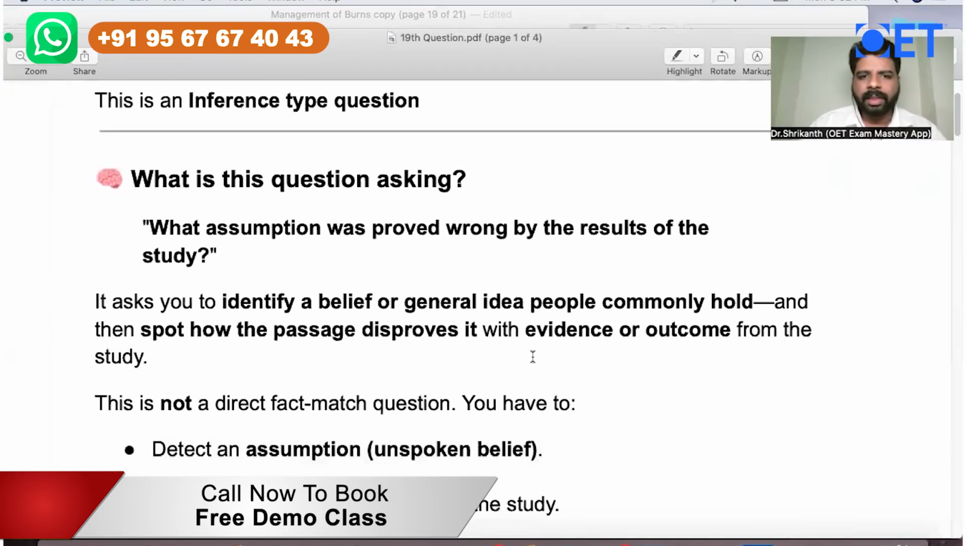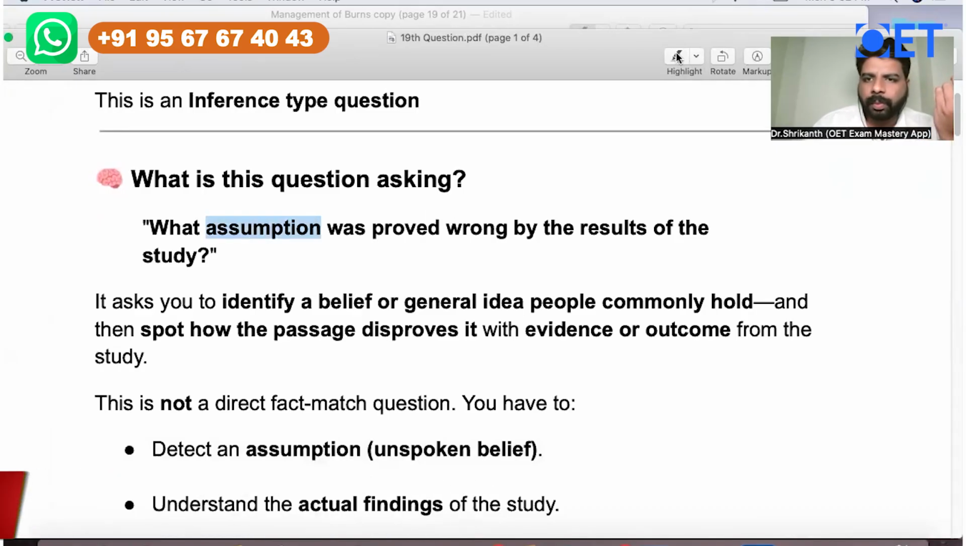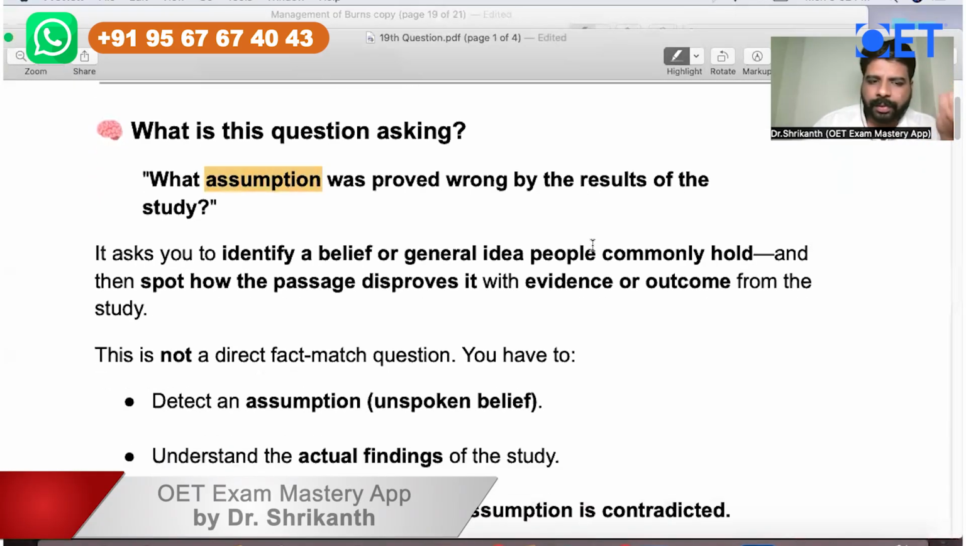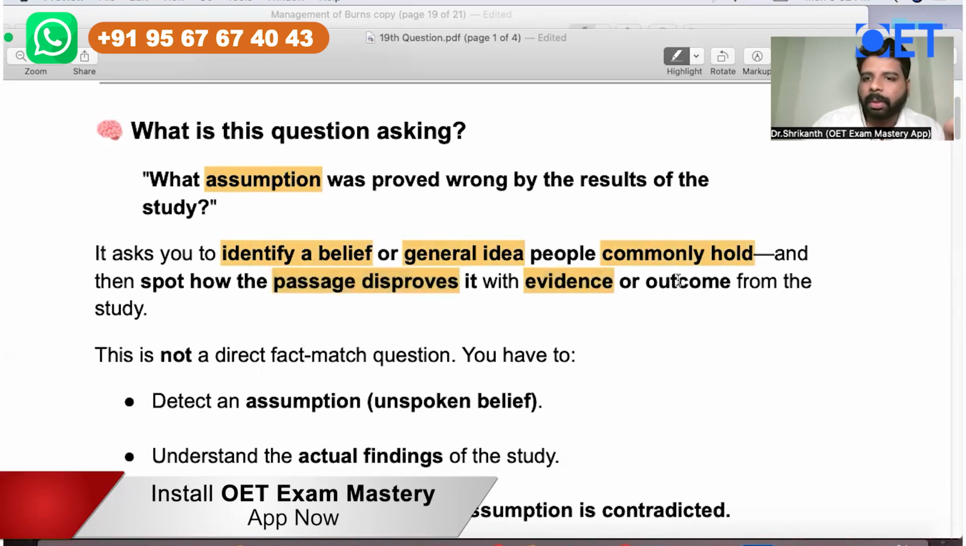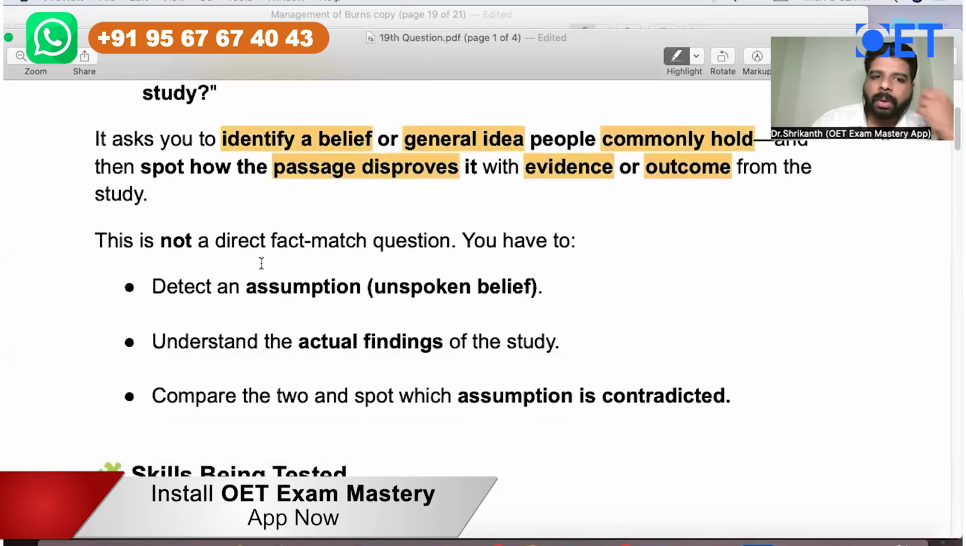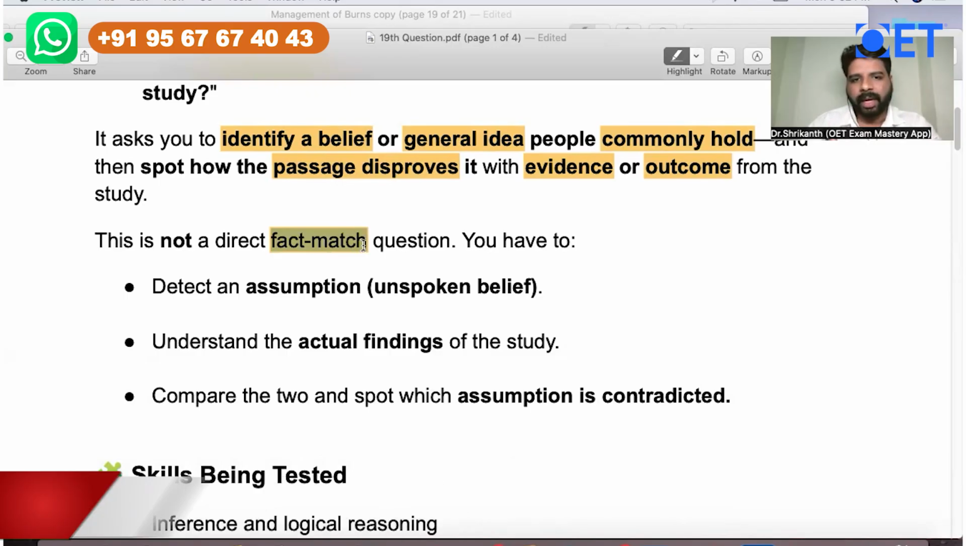So what is the question asking you? What assumption was proved wrong by the results of the study? So it asks you to identify a belief or general idea, also a general idea people commonly held on to in the past, and then spot how the passage disproves it with evidence or outcome. Okay, so this is not a direct fact match question. So you are not basically matching a fact over here.